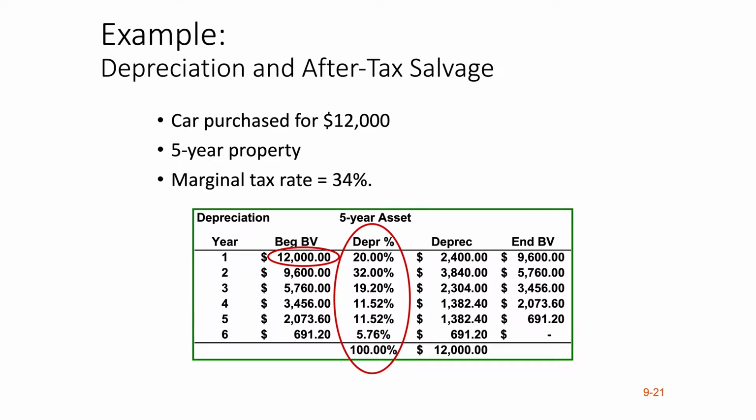The car belongs to what we call 5-year property. You can basically write it off within 5 years. The marginal tax rate is 34%. Okay, assuming 34%.